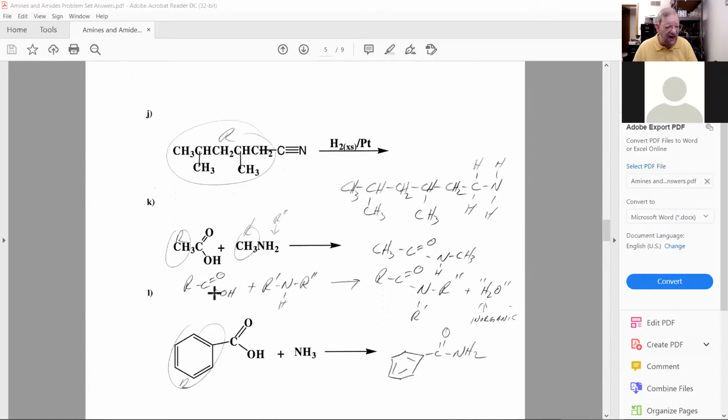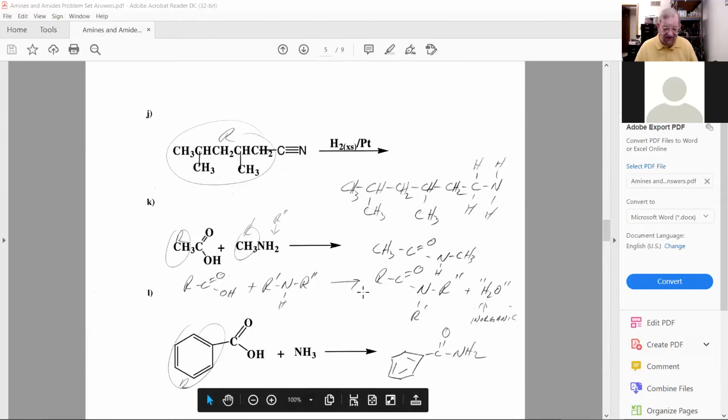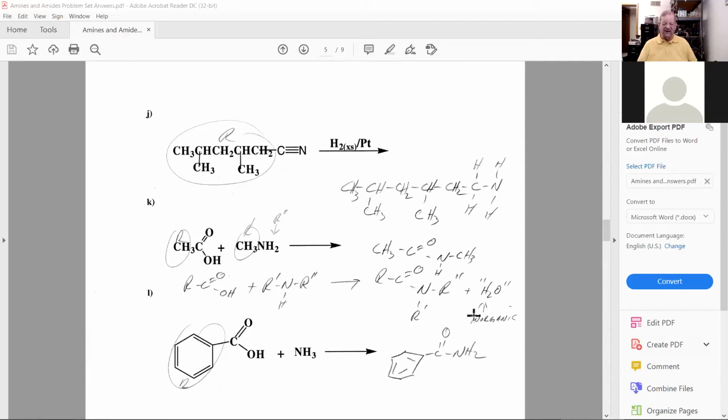Now, let's look at K. What do we have? A carboxylic acid. And here, a primary amine. If you take a carboxylic acid and an amine, remember R prime and R double prime can both be hydrogen, like we'll see with ammonia in the next step, and you get an amide plus water. You don't have to put that down because I'm asking for the organic products. So here R is methyl, R prime is methyl, and you get this amide, and our R double prime is hydrogen.